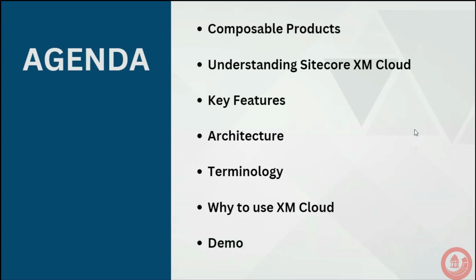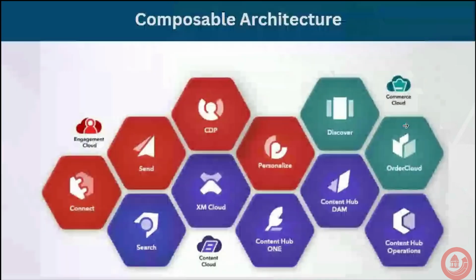So let's start with what is composable architecture. It's a modular, flexible solution, we can say, wherein we will be able to choose only the products which we need. Say I want only the CMS, I might go for XM Cloud. If I am looking for personalization options, I might go for CDP. If I'm looking for commerce solutions, I might go for Order Cloud. So it gives me the flexibility to choose which products I want. As an organization, I will have the flexibility to subscribe to products or purchase a license for whichever product is required.